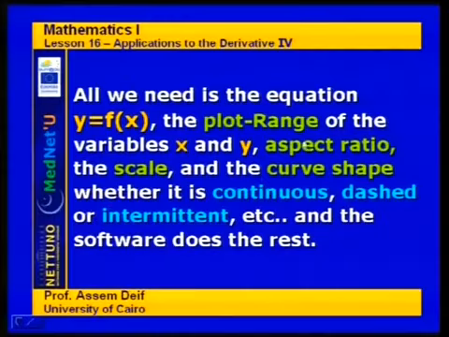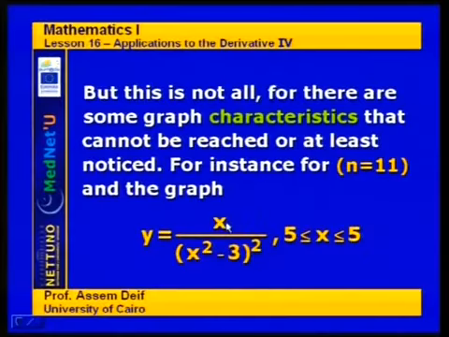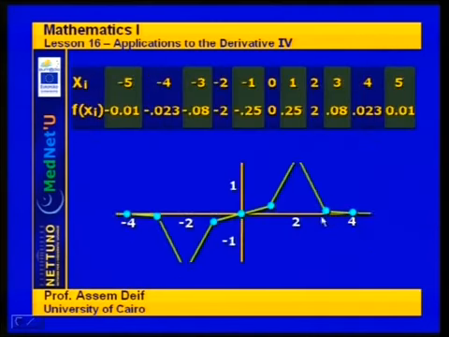And in fact, even if you know all this, you assign the plot range and the aspect ratio, the curve shape, etc., whether continuous or dashed, there are actually odd situations in which you get a drastic misrepresentation. Like, for example, this one. You need, for example, to represent the graph of x divided by (x squared minus 3) squared. And we take n is equal to 11. Here, when you take n is equal to 11, and your domain ranges for example from -6 to 6, and then you connect these ordered pairs together, you end up with a graph of this sort. And actually, this is far from the true graph.